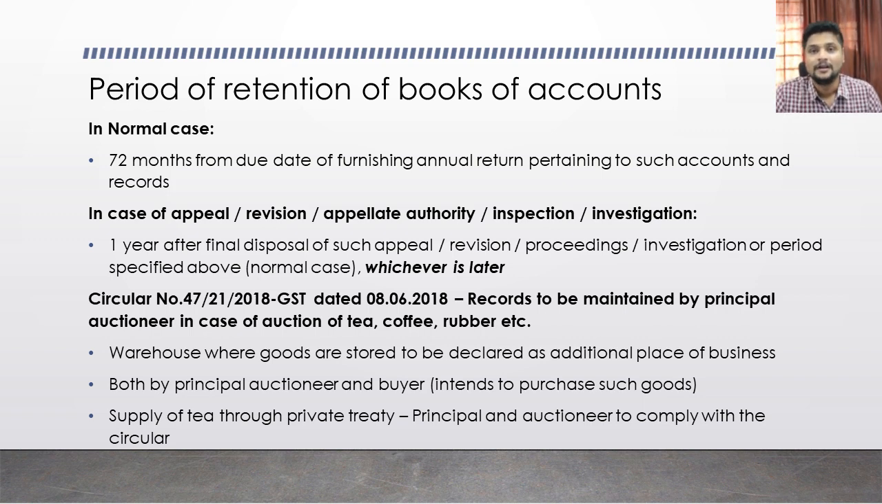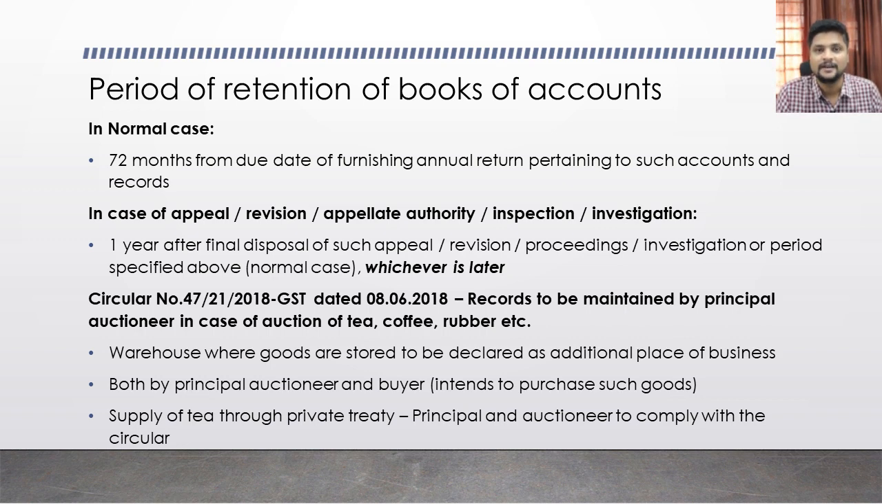Whatever the documents or records that has to be maintained by the principal auctioneer who auctions the tea or coffee or rubber, etc., he is called as principal auctioneer. So these are all the documents the principal auctioneer has to maintain. What is that? Warehouse where the goods are stored to be declared as additional place of business. If the tea, coffee, rubber, etc. are stored in certain warehouse, then the principal auctioneer has to first declare that warehouse as his additional place of business.